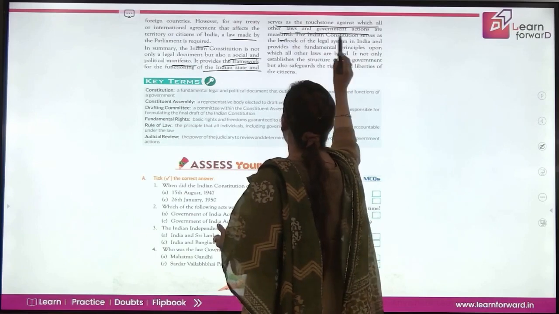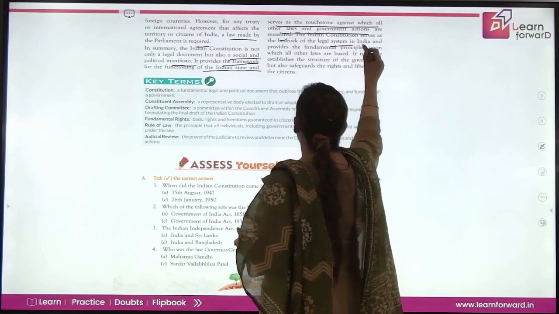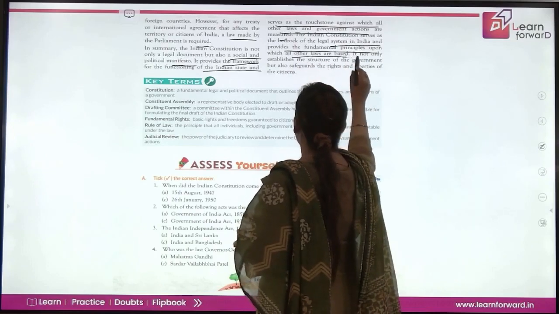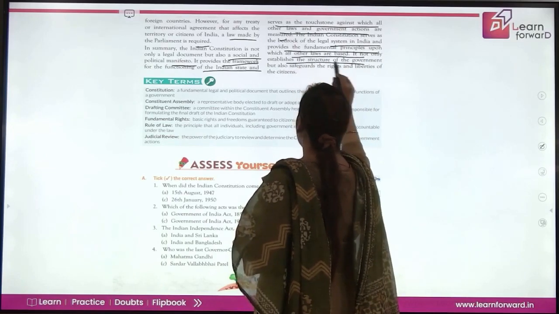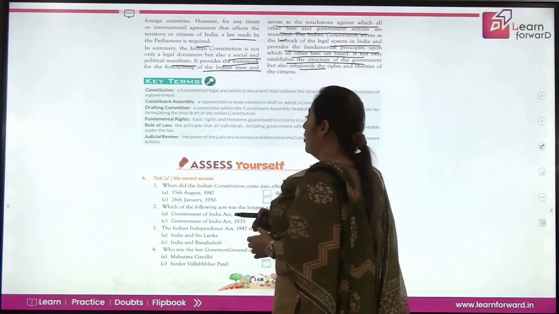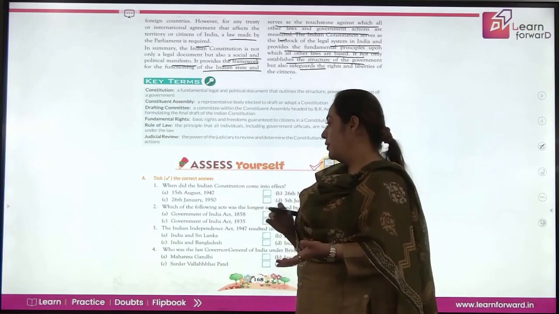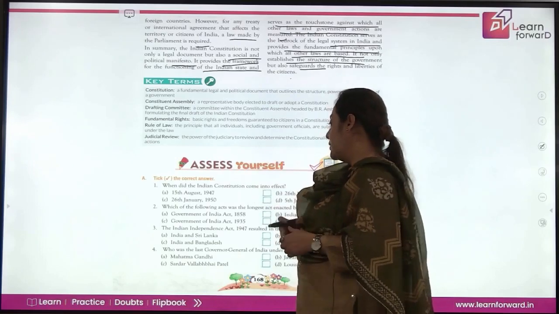The Indian Constitution serves as a bedrock of the legal system in India and provides the fundamental principles upon which all the laws are based. It has not only established the structure of the government but also safeguards the rights and liberty of citizens. तो ये पूरे rights देता है जो पहले इंडियंस के पास नहीं थे before independence. Now let's come to the assessment part.